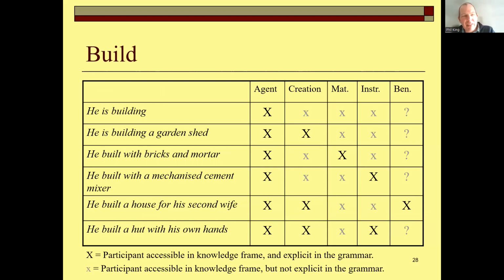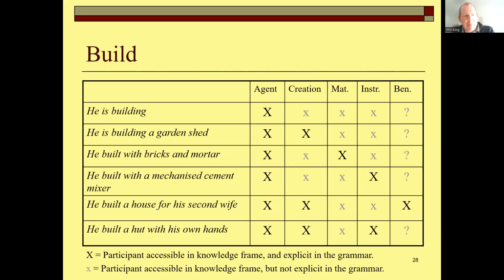"He's building a garden shed," then we have the agent and the creation explicit. "He built with bricks and mortar," then we have the agent and the material explicit. "He built with a mechanized cement mixer." Got the agent here and the instrument explicit. "He built a house for his second wife," then the agent is explicit. The creation, the house, is explicit, and the benefactive, for his second wife, is explicit.